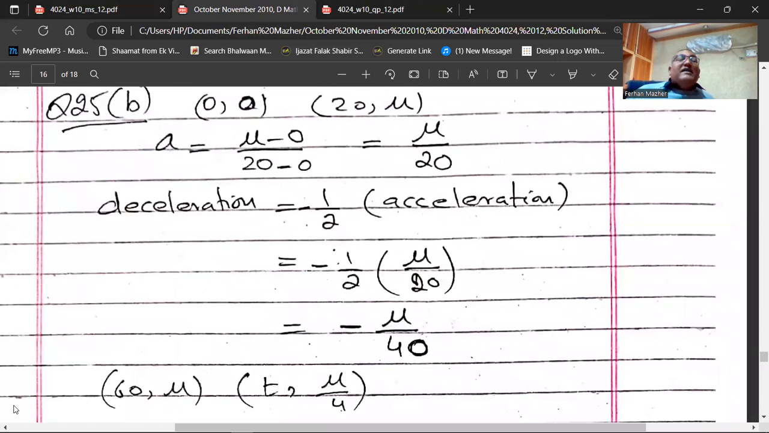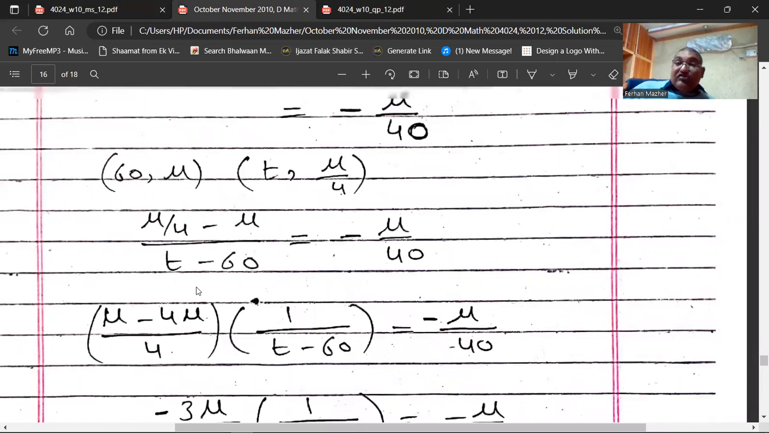So first of all, I find the acceleration at the start. At 0, 0. At 20, you have u. So the acceleration is (u minus 0) divided by (20 minus 0). So it is u by 20. He said that the deceleration is half the acceleration, and we have to put a negative with it because it's deceleration. So minus 1 by 2 of the acceleration. So the deceleration value will be minus 1 by 2 of u by 20. So it will be minus u by 40.